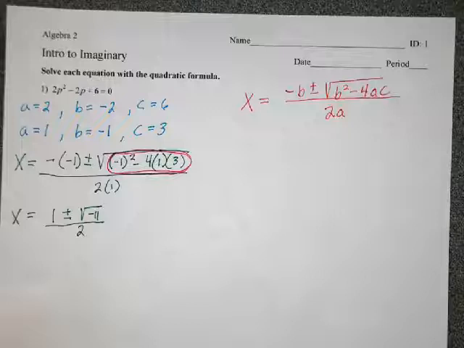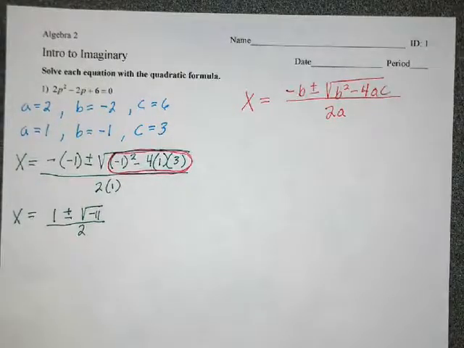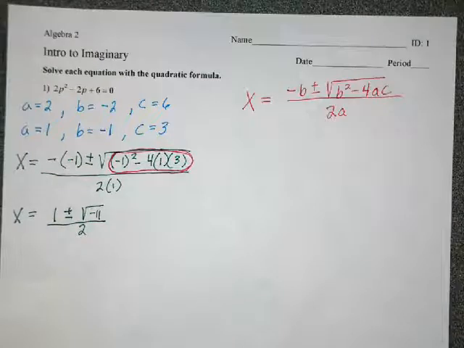Let's get an approximation. Somebody put this in their calculators. It would be something like 3 point 6? Because 3 squared is 9, 4 squared is 16. So it's going to be between 3 and 4.